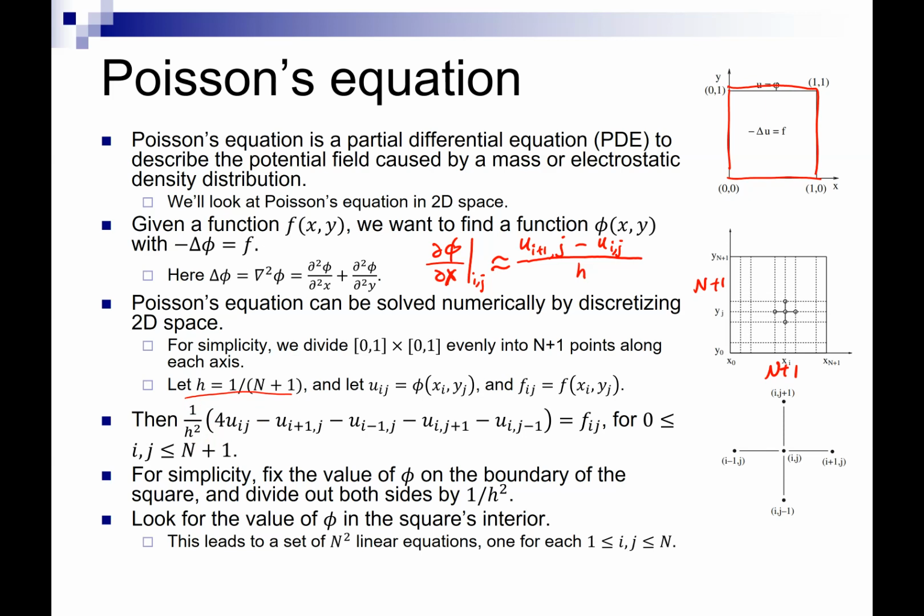Now since we fixed the value of phi on the boundary, we're going to look for the value of phi in the interior of the square. That's going to lead to a system of n squared linear equations, one for each i from 1 to capital N.